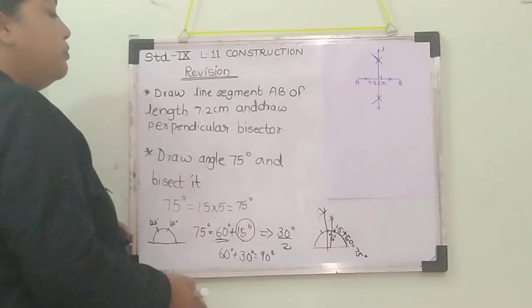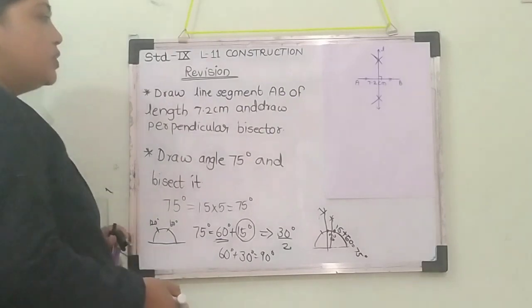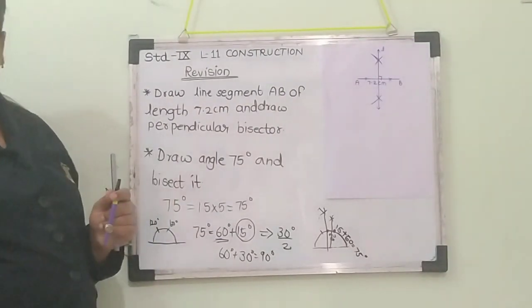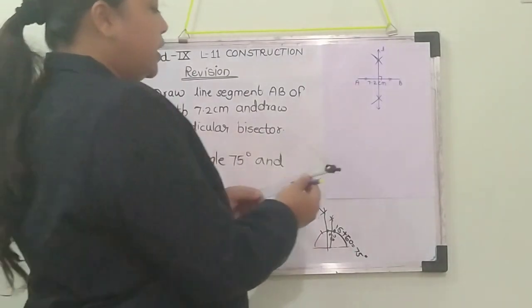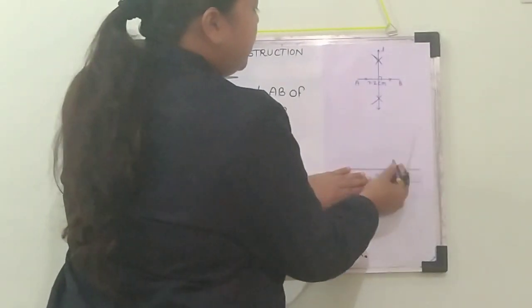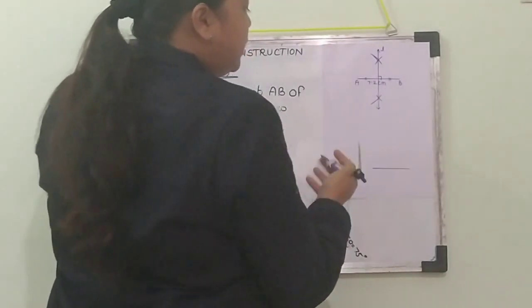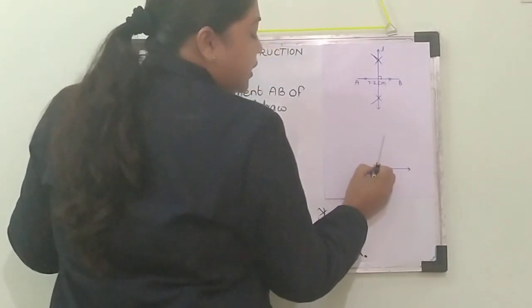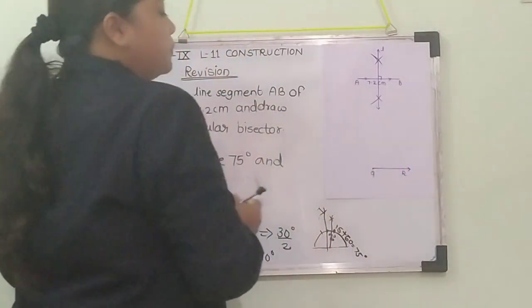In this way we can draw the 75 degree angle. So let us see how to draw the angle 75 degree. So first what we are going to do? First we draw the base, that is base. Suppose here we can put the name Q and R.